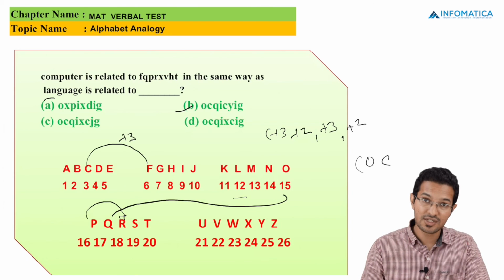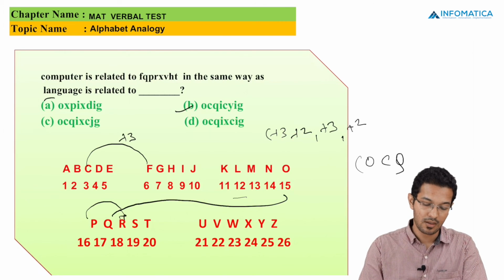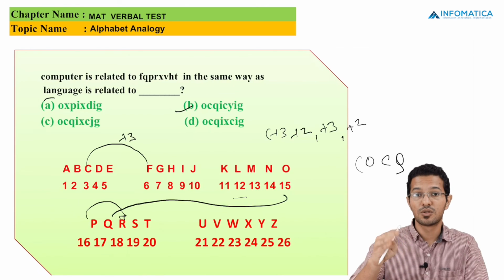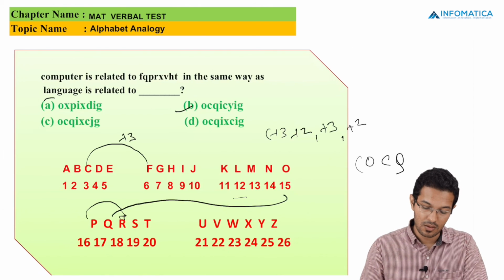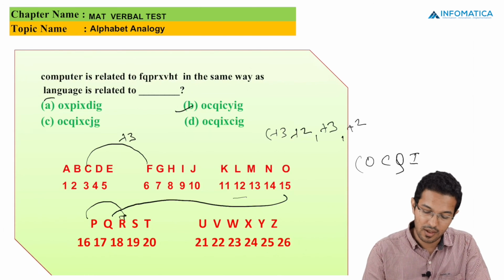From N, if I go 3 steps ahead, which is O, P and Q, so I get Q. From G, I have to go 2 steps ahead, so I'll be reaching I. Let's verify if I'm getting it anywhere. O, C, Q, I. Yes, it is in B, C and D.